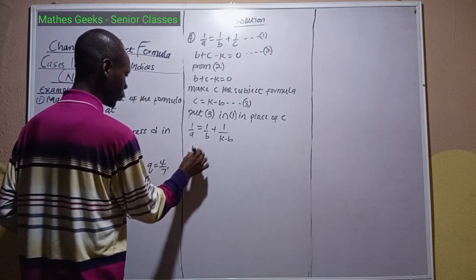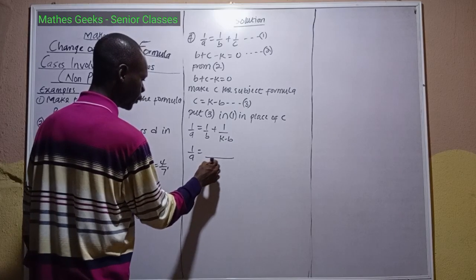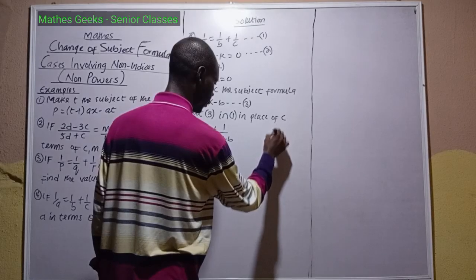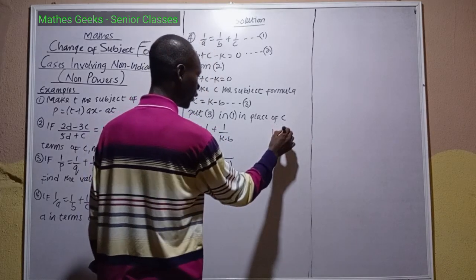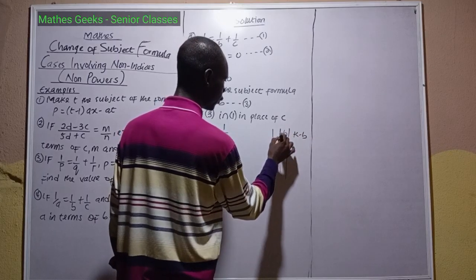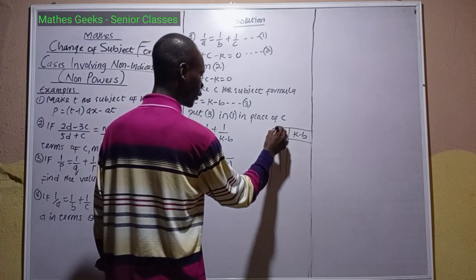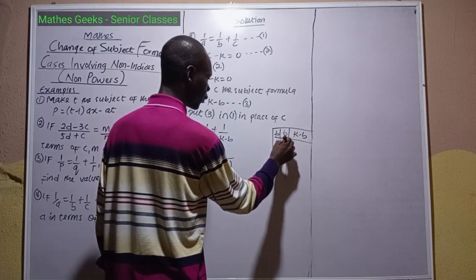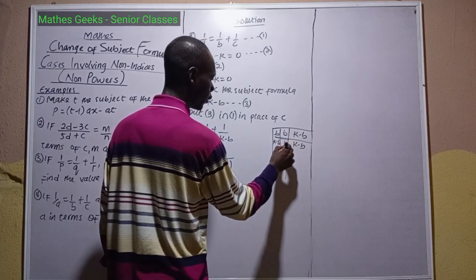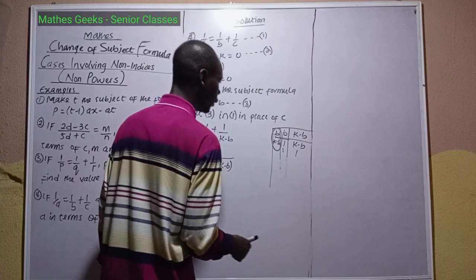So 1 over A is equal to, LCM is B times K minus B. To prove that this is our LCM, let's come here. Our first denominator is B, our second denominator is K minus B. You know the rule, you have to look for the LCM. So what's common? The first thing, let's use B. B into B is 1, K minus B. Next one is K minus B, 1, 1. So our LCM is B, K minus B.